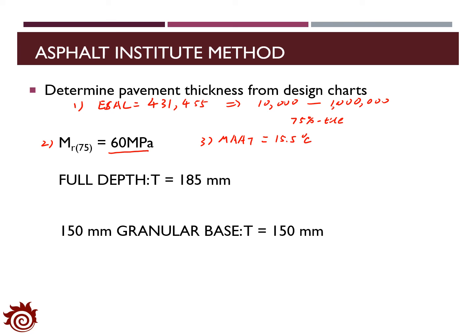We want to find out the pavement thickness for the full depth asphalt pavement and the deep strength asphalt pavement. Actually, here we will only consider the deep strength asphalt pavements with the thickness of the granular base as 150 millimeters. From the design chart, we can find the thickness of the asphalt layer for the full depth asphalt pavement as 185 millimeters. For the deep strength, it's 150 millimeters. In the next 2 pages, we will show how to find out these two thicknesses.